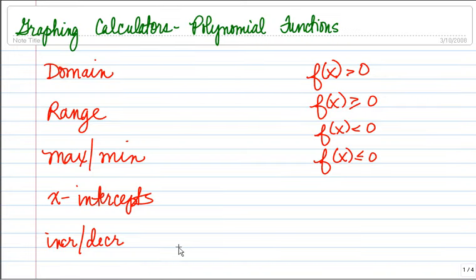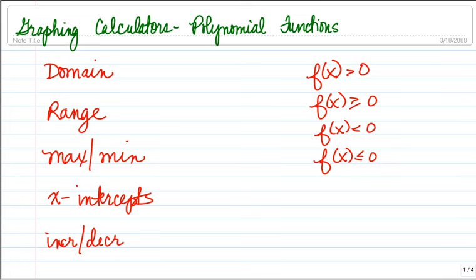Hi, this is Andrea Hendricks, and I want to talk to you about how to use a graphing calculator to graph polynomial functions. Specifically, you should be able to find the domain, the range, the maximum and minimum, x-intercepts, the intervals where the function is increasing and decreasing, the intervals where f of x is greater than 0, greater than or equal to 0, less than 0, and less than or equal to 0. All of these can be found by the graph of the function.